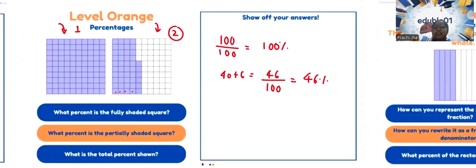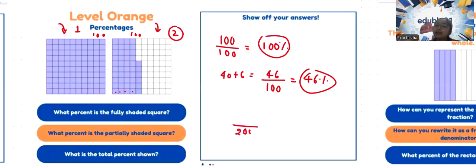Now, what is the total percent shown? This was 100% and this is 46%. If you do the total over here, this was 100 and this is also 100, so that makes it 200.